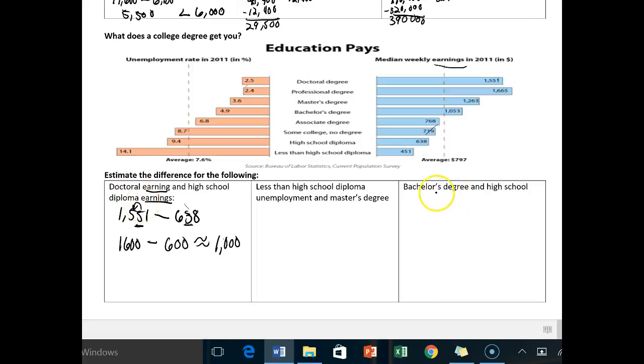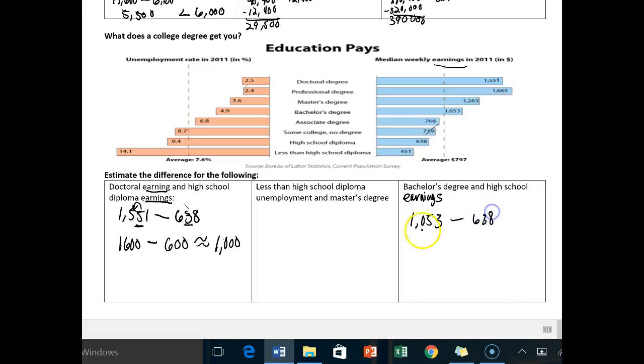Let's find the difference between a bachelor's degree and a high school diploma, and I forgot to put this down, so let's go ahead and do it with earnings. So somebody who went to college versus somebody that just got a high school diploma. So let's see how much that difference is. So high school diploma and college. So here's college bachelor degrees, 1,053, and the difference between that and 638.